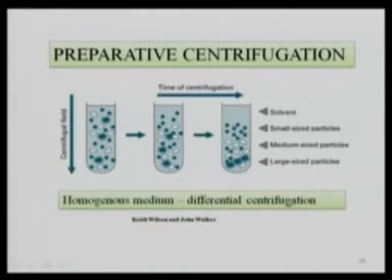Okay, this is a homogeneous medium, and differential centrifugation is purely based on their sizes, because the medium is homogeneous. Homo means similar in nature. The entire solution is similar in nature, and the separation is purely based on the size of the molecule. So this is what we call based on the size. The next one is density gradient.